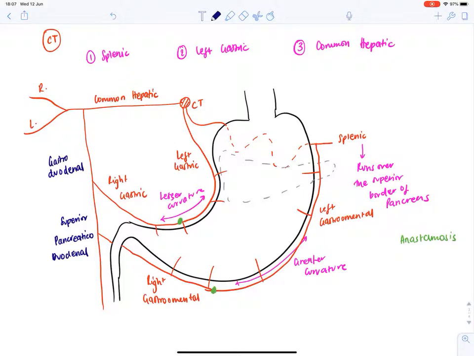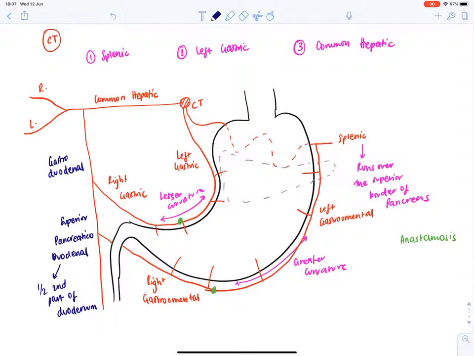Now, the thing to remember about the superior pancreaticoduodenal is that it supplies the duodenum up until the half of the second part. So the superior pancreaticoduodenal artery doesn't supply the entire duodenum. It only supplies up till the half of the second part of the duodenum.